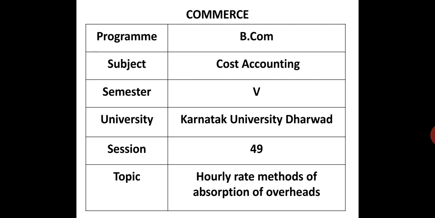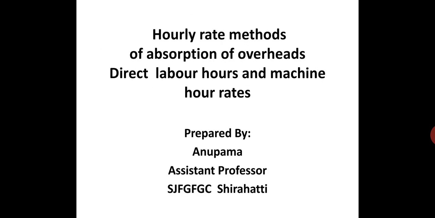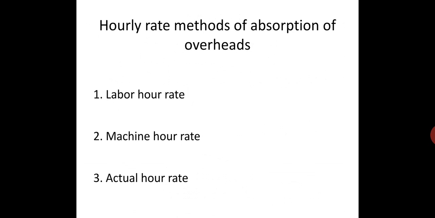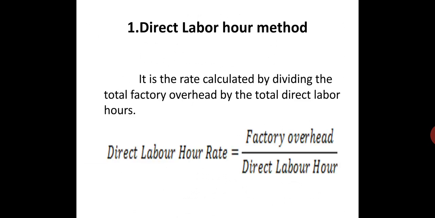This session contains the various methods of absorption of overhead, and under that, hourly rate methods of absorption of overheads. In the last session, we studied the percentage methods of absorption of overheads. Under that, we studied the percentage of direct material cost, percentage of direct labor cost, and percentage of prime cost. In this session, we have to go for labor hour rate, machine hour rate, and actual hour rate.